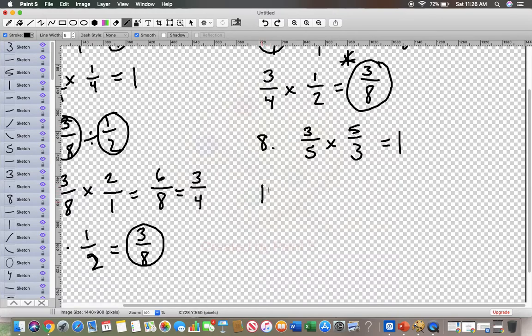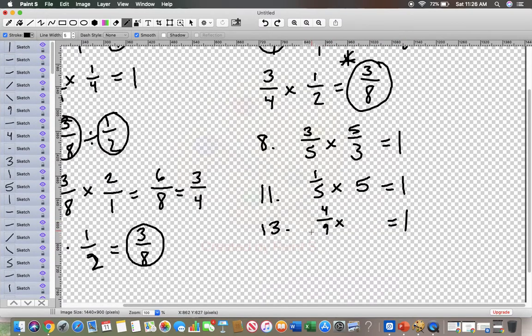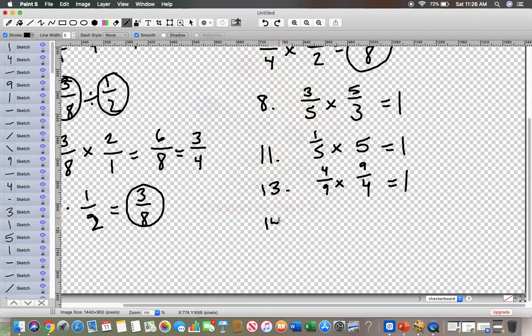So 3/5, I have to multiply it by its reciprocal then to get it equal to 1. Number 11, I've got 1/5 times what is equivalent to 1. Again, anything times its reciprocal will always equal 1. Well, what's the reciprocal of 1/5? That would be 5/1, or just 5. Number 13, 4/9 times what is equivalent to 1? Again, its reciprocal is 9/4. And then number 14, 4 times what is equal to 1? Well, what's the reciprocal of 4? The reciprocal would be 1/4. That would be the answer there.